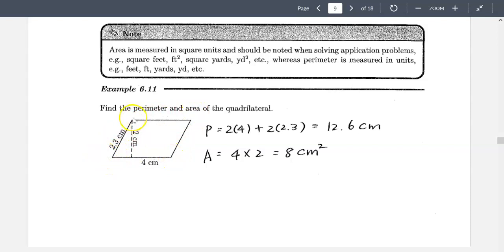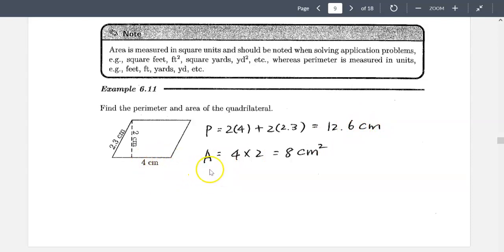Okay, if you're going to put a fence around this thing, how much fence do you need? So 4 is on the bottom, 2.3 on the side. Now you have 2 sets of it, because top and bottom is the same, 4 and 4, and left and right, 2.3. 2.3 is the same. That's why we take 2 times. When you add them up, it's 12.6 centimeters. Notice the unit is the same as the original unit here.